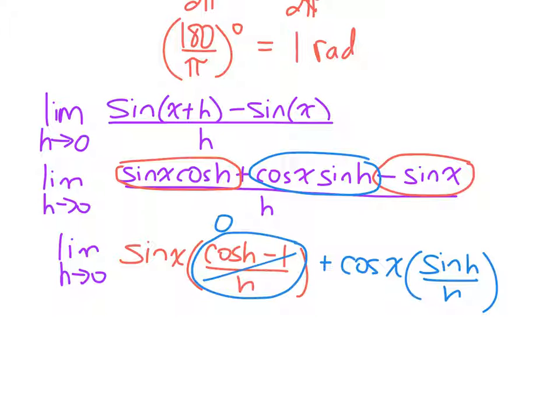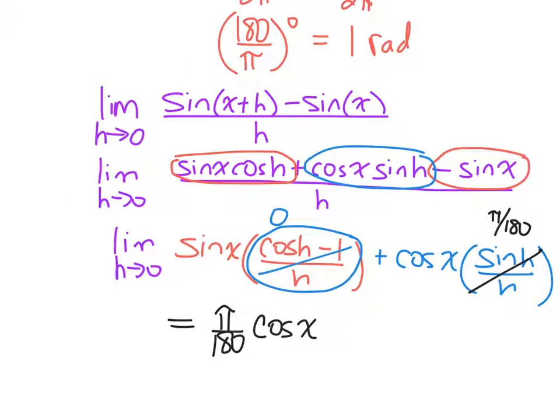So what we get as a result here is that this would go to pi over 180 instead of 1. And so as a result, we would get pi over 180 times the cosine of x. That would be the derivative with respect to x of the sine function in degrees.